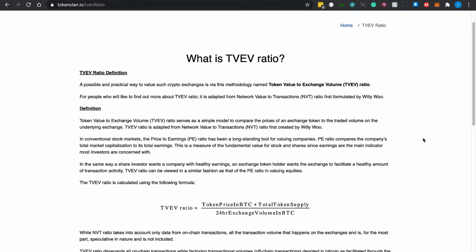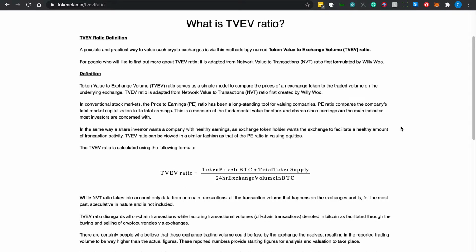So to quickly read out to you, TVEV ratio definition: a possible and practical way to value crypto exchanges via the methodology named Token Value to Exchange Volume, TVEV ratio. It is adapted from the NVT ratio first formulated by Willy Woo. Its definition is that it serves as a simple model to compare prices of exchange token to traded volume on the underlying exchange. In conventional stock markets, the PE ratio has been a long-standing tool for valuing companies. And right now we are using the TVEV ratio to value crypto exchange tokens or crypto exchanges.